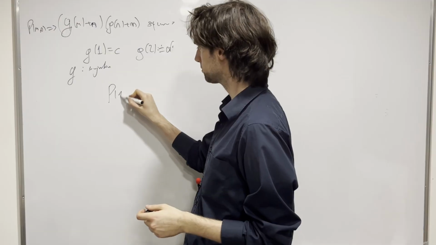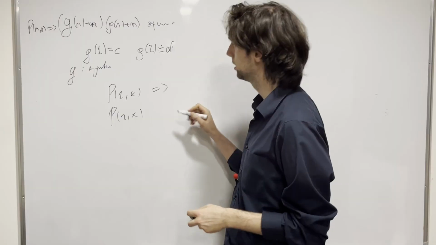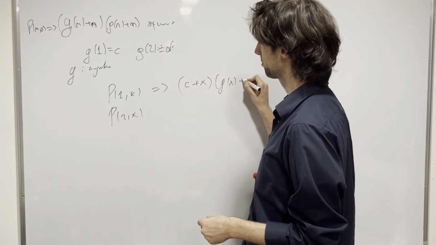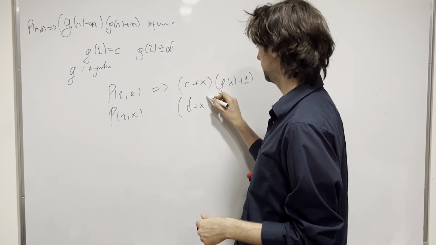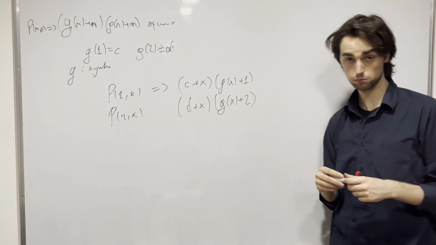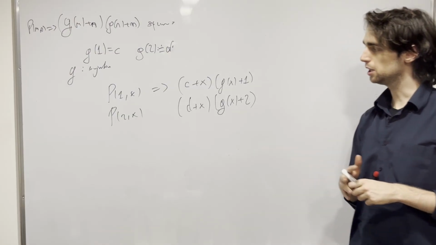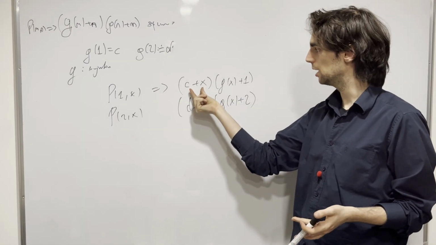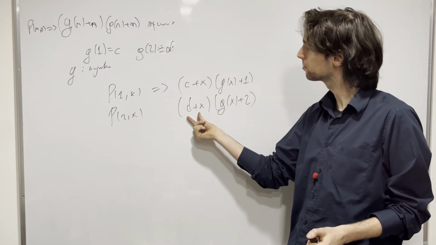So if I plug in 1 and x, and I plug in 2 and x, let's see what I get. I get c plus x times g of x plus 1, and I'll have d plus x times some g of x plus 2, right? This is pretty much what I have. Now, what did I do before?